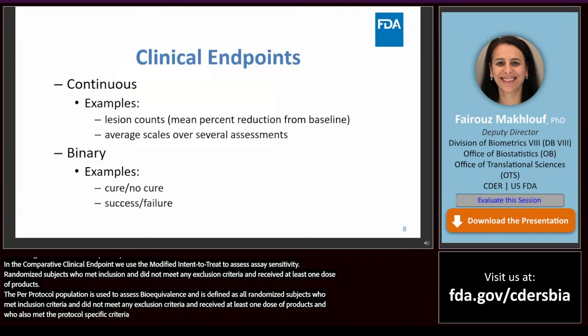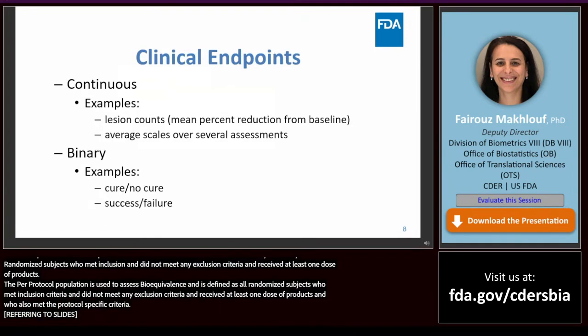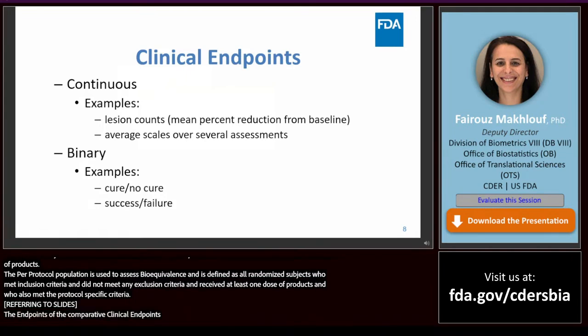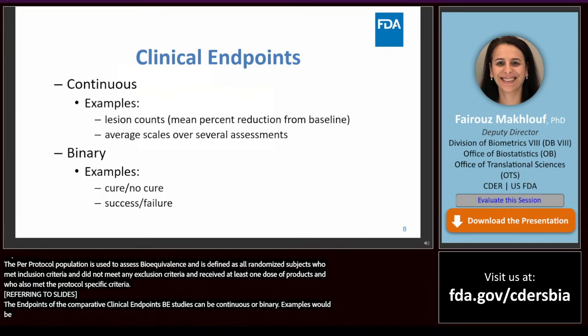The endpoints of the comparative clinical endpoint bioequivalence study could be continuous or binary. Examples of continuous endpoints are mean reduction from baseline in lesion counts and average scale over several assessments. Examples of binary endpoint could be cure or no cure, success, failure.